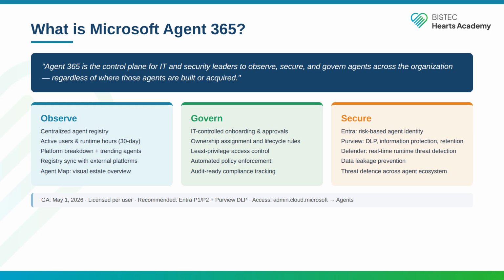Agent 365 became generally available on May 1, 2026. It is licensed per user. You access it at Admin, Cloud, Microsoft, navigate to Agents, and from there you can see everything covered in this session.